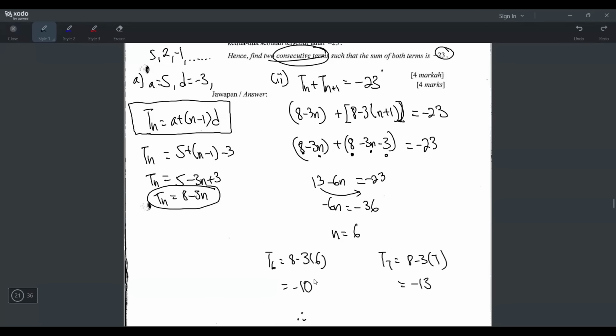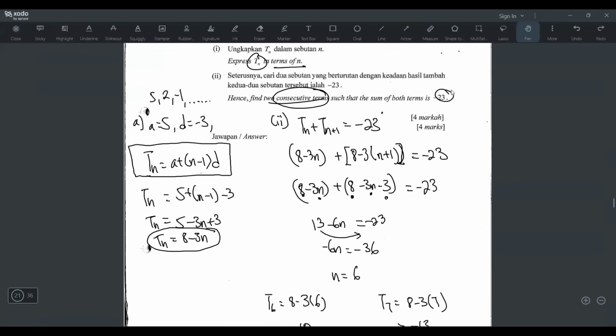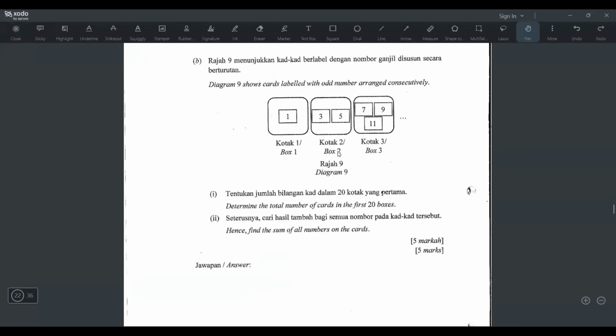So what are the two consecutive terms? Find the two consecutive terms. It will be negative 10 and negative 13. Right? And if you try to take the sum, you try to ambil dua nombor ni tambah, memang betul you dapat negative 23. Yeah. That's how you know you get it correct lah. That's how you know that you sudah betul, right? Because the sum of these two terms memang dapat negative 23. So that's all.